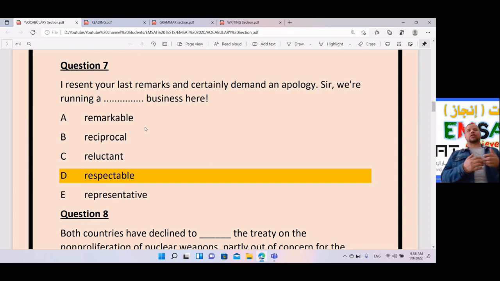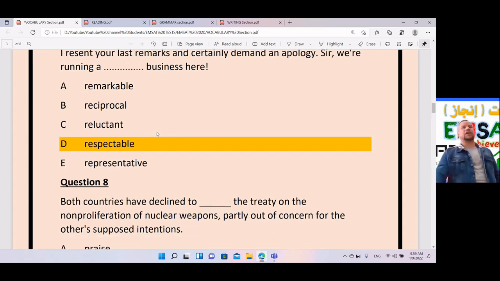Question 7, I resent your last remarks and certainly demand an apology. I need an apology because I resent your last remarks. I did my job, sir. We are running a respectable business. Business is a noun, so we need an adjective. The meaning of the sentence here is about professionalism. So respectable, yes. Sir, I need an apology because I resent your last remarks. And we are running here a respectable business. So the meaning needs respectable as an adjective.